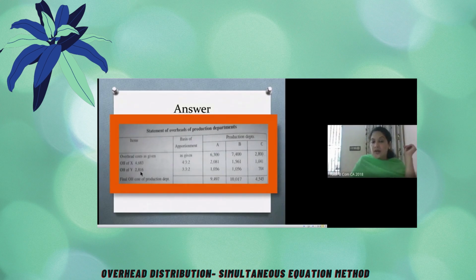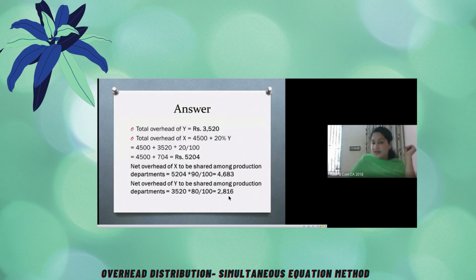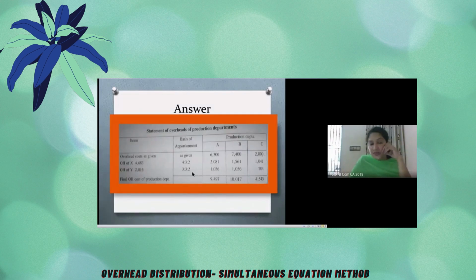Then overhead of Y, what we had found out, 2,816, is shared in the ratio of 3:3:2. And the total of the production department overhead distribution summary, that is the total of primary distribution as well as secondary distribution, will be written as we always do in other cases. So the final overhead cost of the production department will be the total of all these. This is as per the simultaneous equation method. This is all about the algebraic equation method.